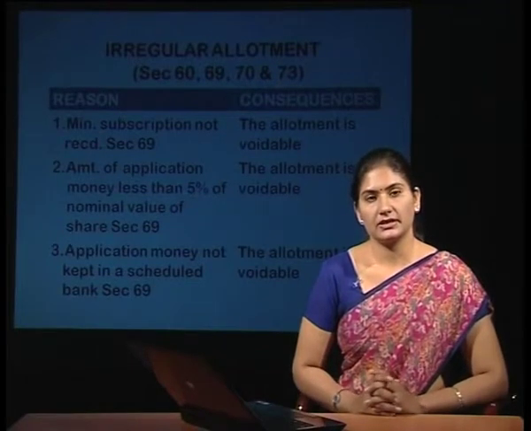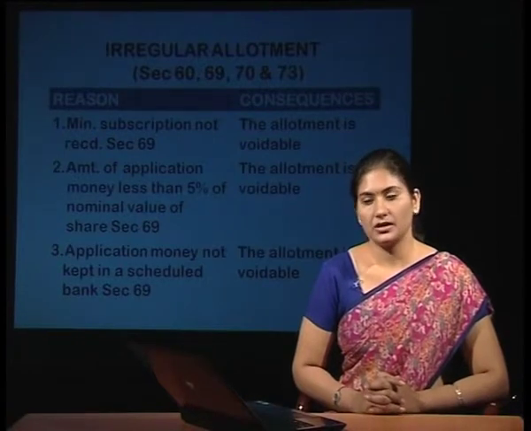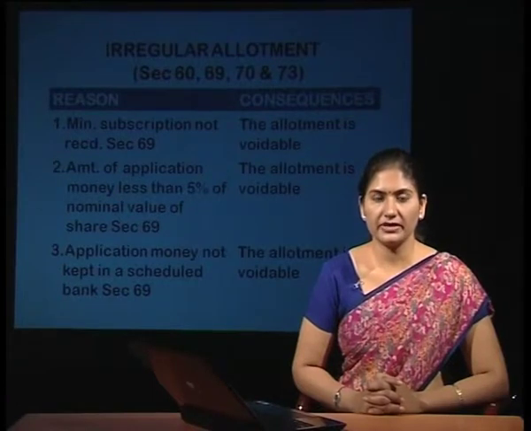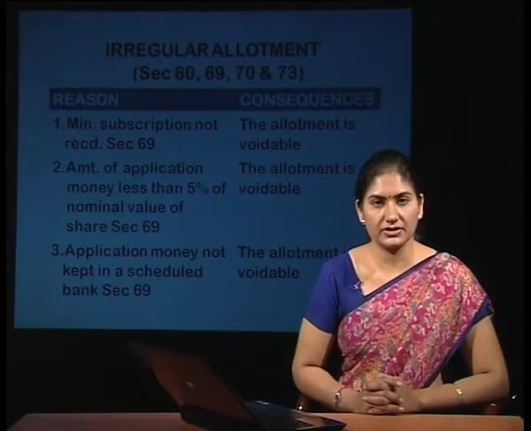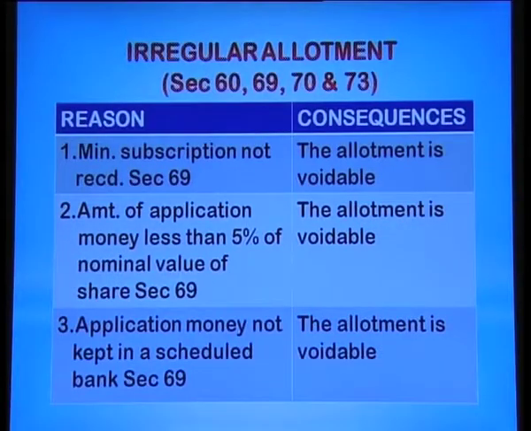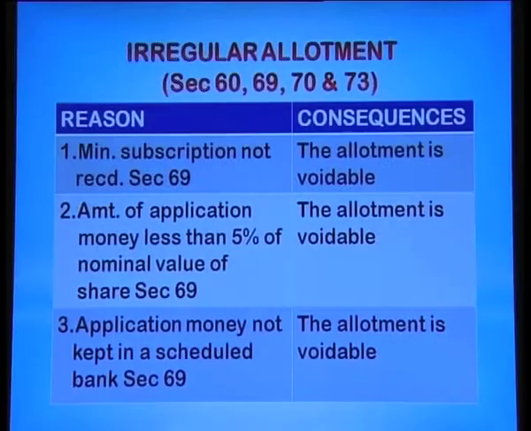Now let us discuss sections 60, 69, 70 and 73 dealing with the irregular allotment. An allotment is said to be irregular if it has not complied with these sections. Firstly, let us know the reasons. Number 1 is minimum subscription not received under section 69. In such a case, the allotment is voidable. If the amount of application money is less than 5% of the nominal value of the shares under section 69, then also the allotment is voidable.